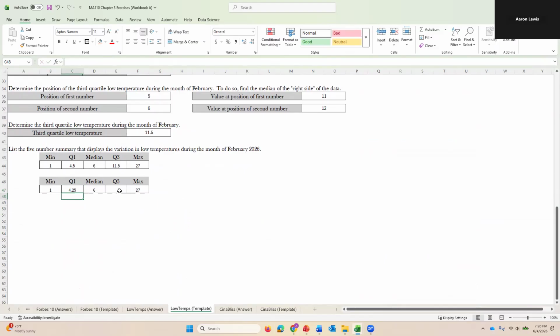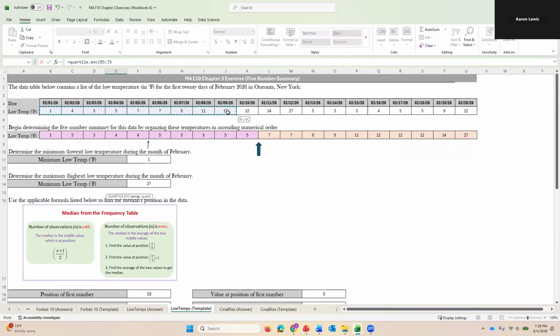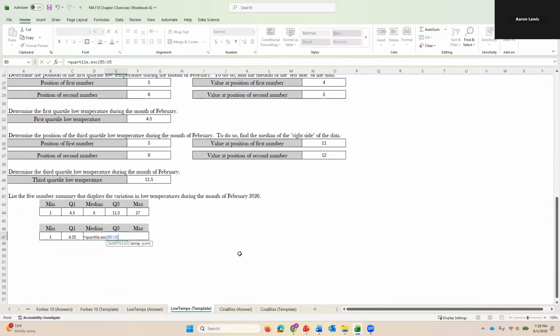Let me do the third quartile as well. So equals quartile.exc. Highlight all of that same data in cells B5 to U5, hit comma, and this time I want the third quartile, so I'm going to type in a 3 and enter, and it gives me 11.75.